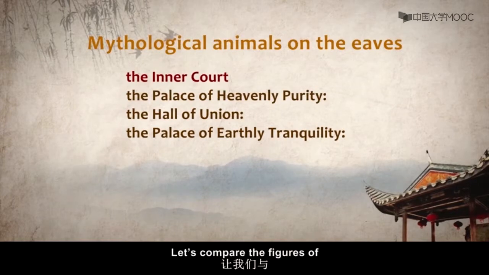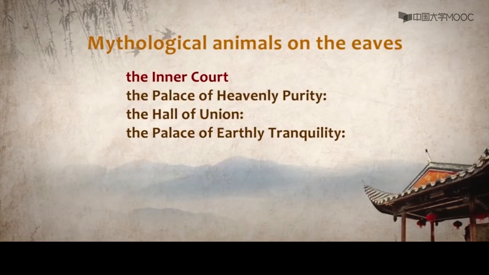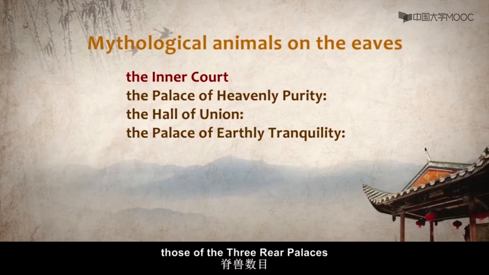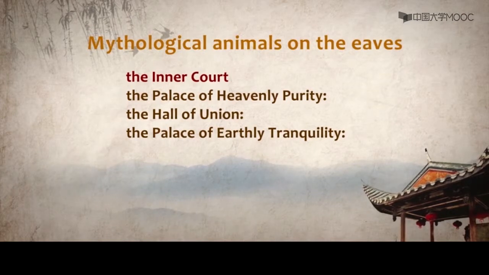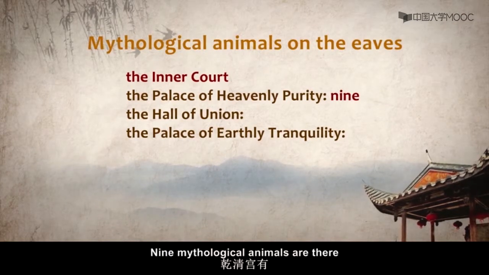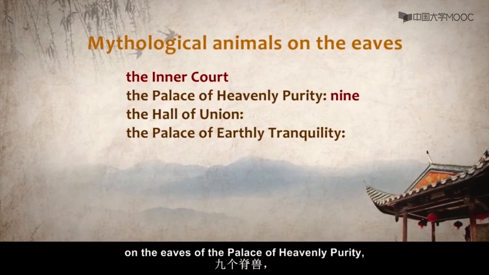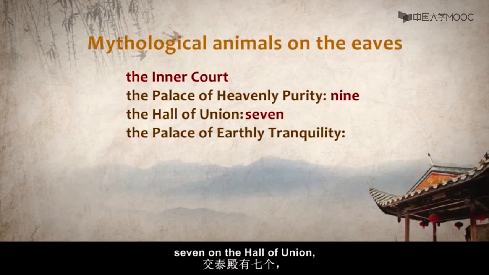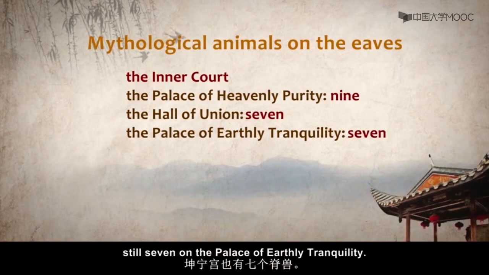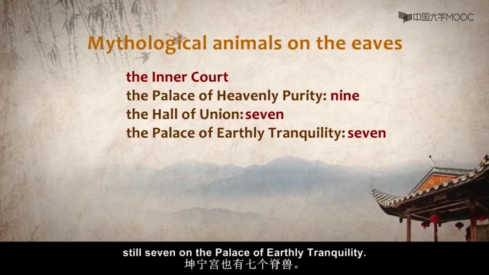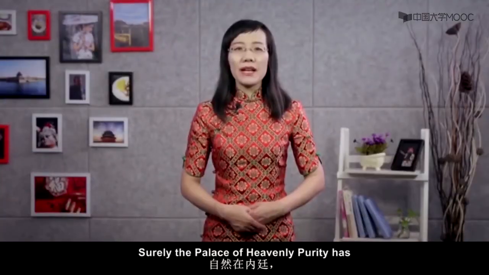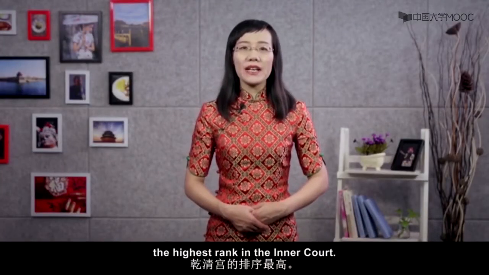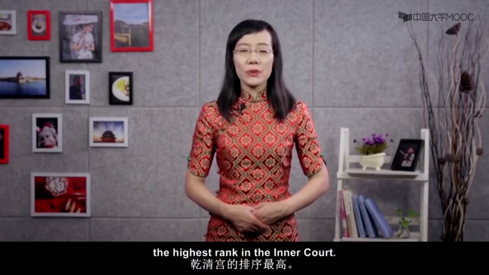Let's compare the figures of mythological animals with those of the 3 rear palaces of the inner court. 9 mythological animals are there on the eaves of the Palace of Heavenly Purity, 7 on the Hall of Union, still 7 on the Palace of Earthly Tranquility. Surely, the Palace of Heavenly Purity has the highest rank in the inner court.